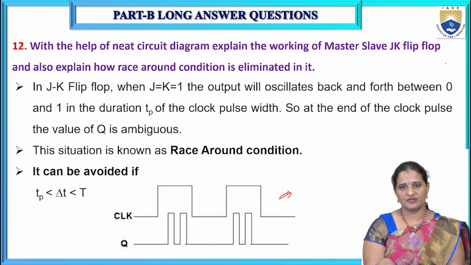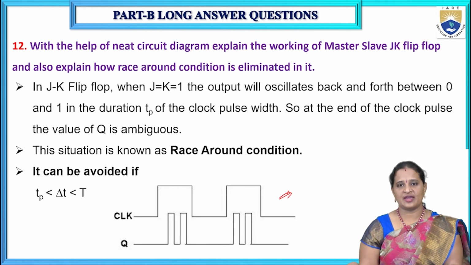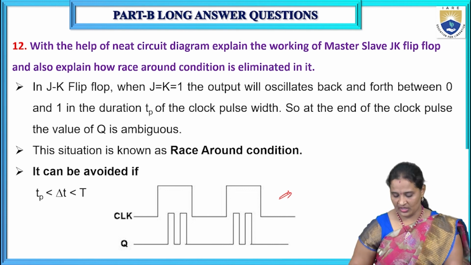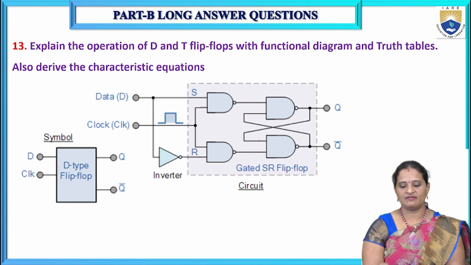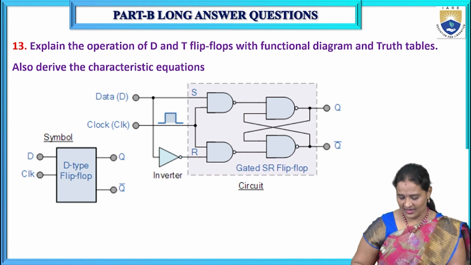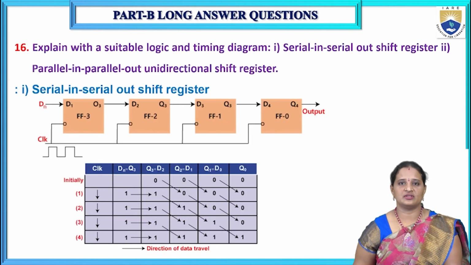Draw the circuit diagram of master slave JK flip-flop, explain its operation and draw its timing diagram, showing that it is eliminating the race around condition. Now explain the operation of D and T flip-flops with functional diagrams and truth table. Also derive its characteristic equation. So draw the truth table, diagram and the timing diagram if possible and get the Boolean functions for this.